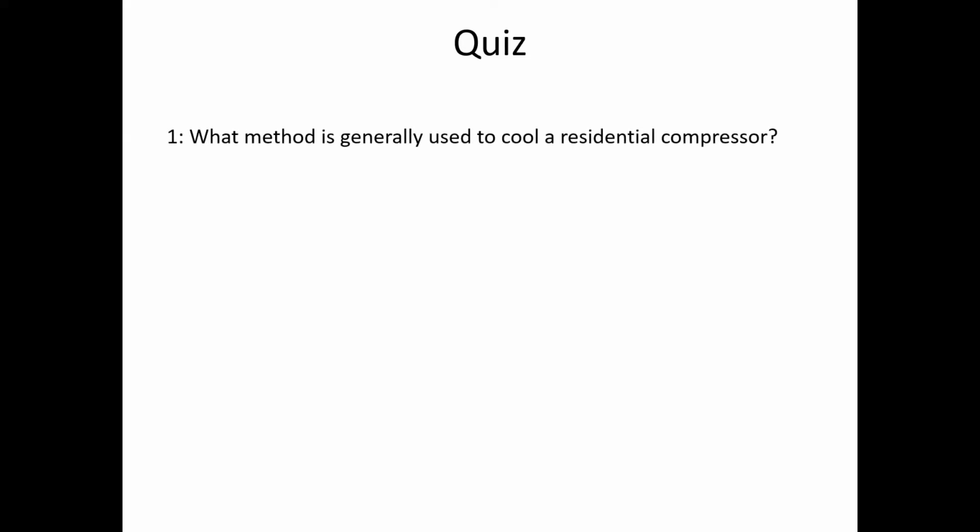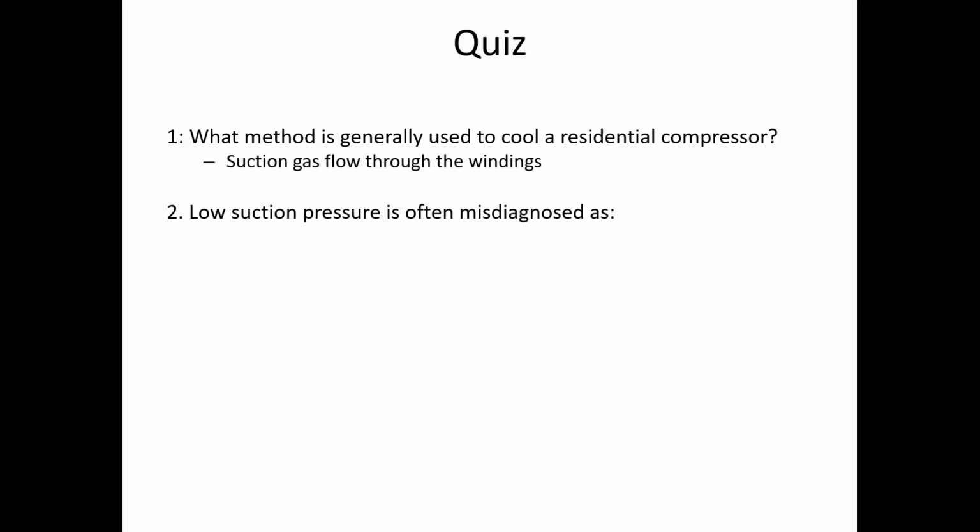That is true. So first question, what method is used to cool a residential compressor? How do we cool the windings on that compressor? All right, suction gas flowing through the windings. So we use the suction gas to cool the compressor. Number 2, low suction pressure is often misdiagnosed as what? Pretty common, a lot of overcharged units out there.